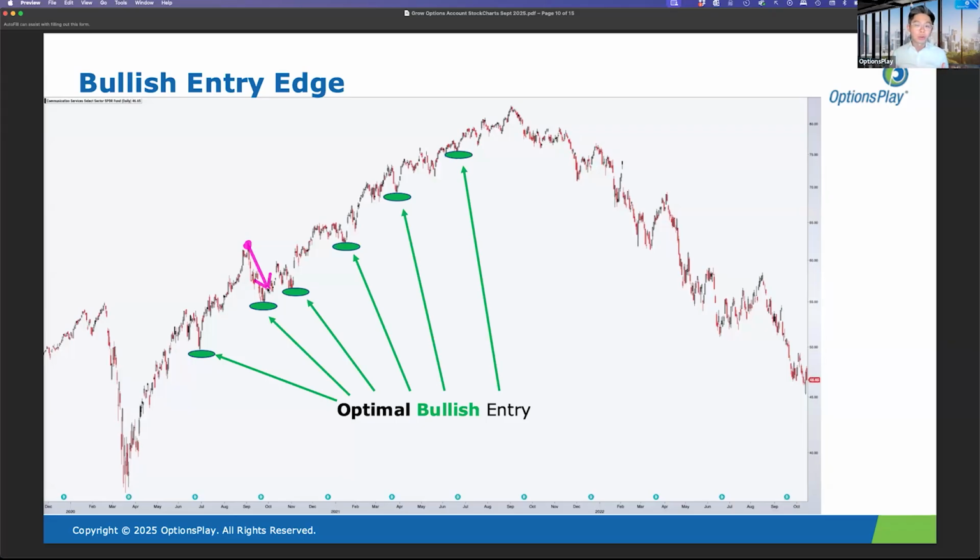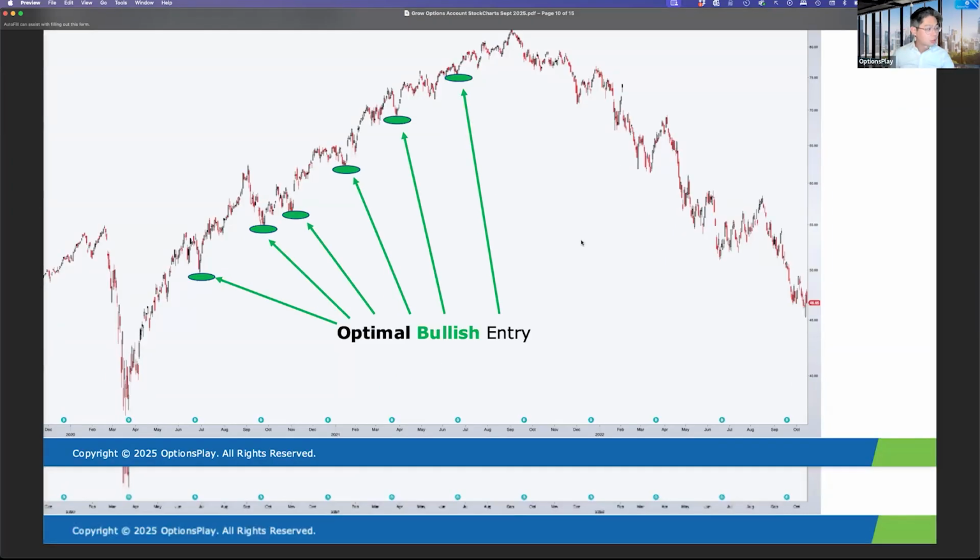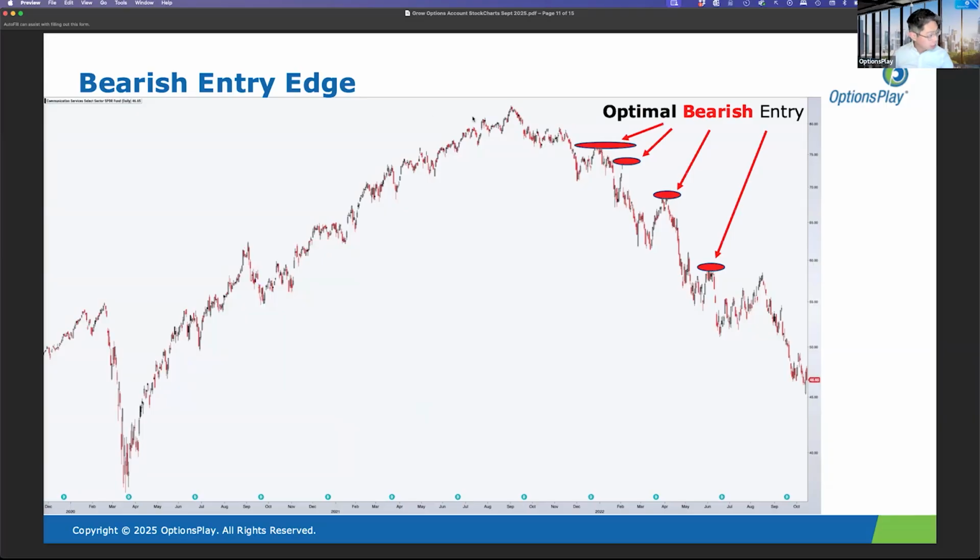And when we time this correctly and you combine those two things, that's when you have a recipe for growing your account consistently in the long run. Okay. And you can do this for both bullish and bearish entries. So the same stock, this is the same stock, but on the downside, right?